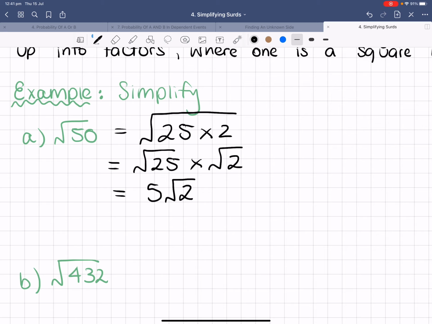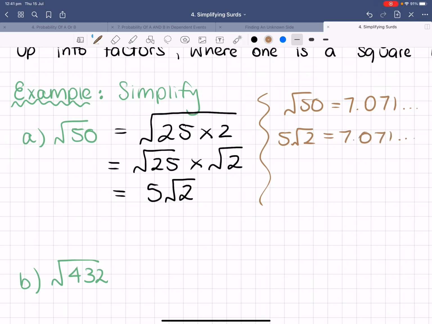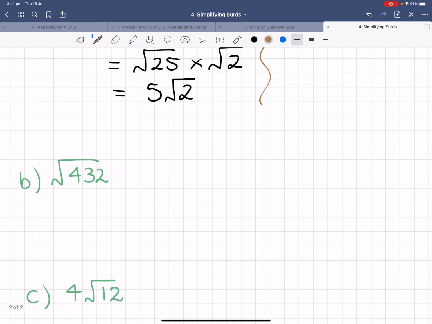And an interesting thing that you'll note is that if you put that into your calculator and that into your calculator, you'll get the exact same answer. So you're not changing anything. So the square root of 50 equals 7.071... Okay, it goes on forever. And then 5 square root 2 is also equal to the exact same number. Okay, so that's why it's called simplifying, because you're just making it easier.